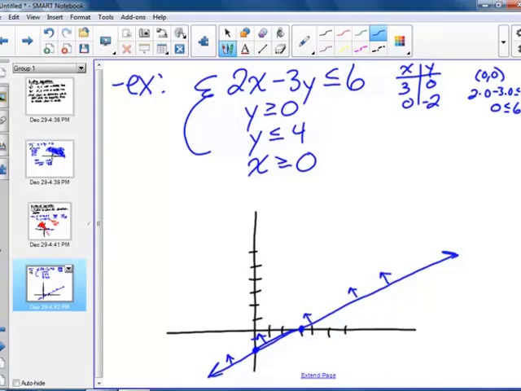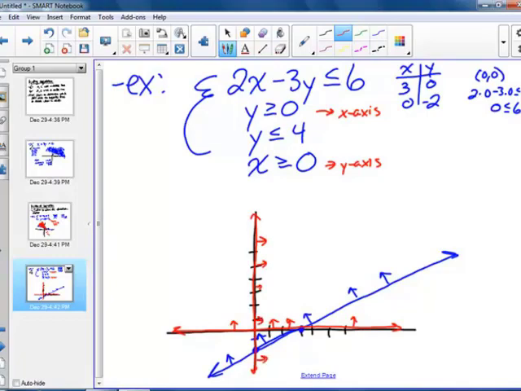Okay, now for y ≥ 0, do this in red. So remember, a y equals equation is a horizontal line. So the horizontal line, this is the x-axis. And if we're saying greater, we're looking at above the x-axis. Same thing with x ≥ 0. This is going to be the y-axis because it's a vertical line at 0. And again, it's greater, so it should be to the right.